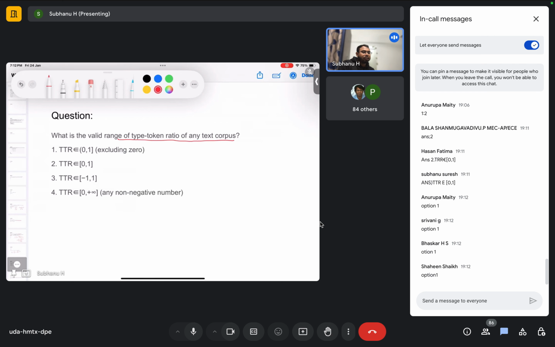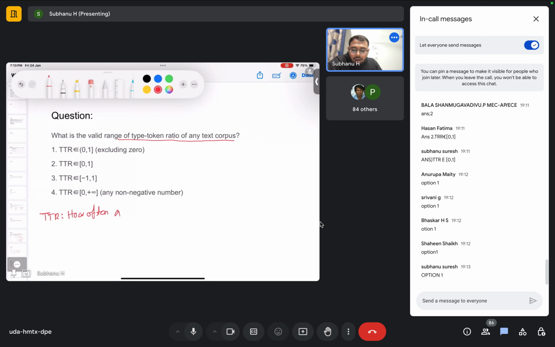Now in this question: what is the valid range of type token ratio of any text corpus? What is the type token ratio? It is basically how often a new word comes in the text. We call it TTR. I think in the lecture, Professor Pawan also talked about in which kind of text the type token ratio is high and where it is low.